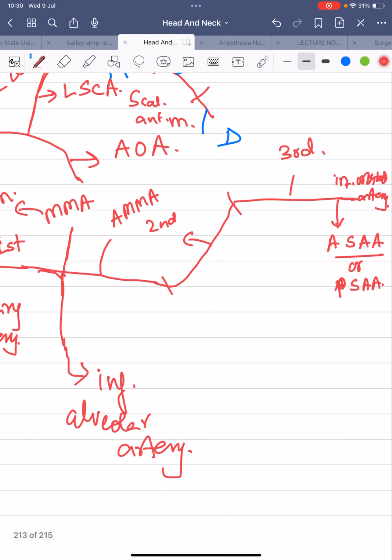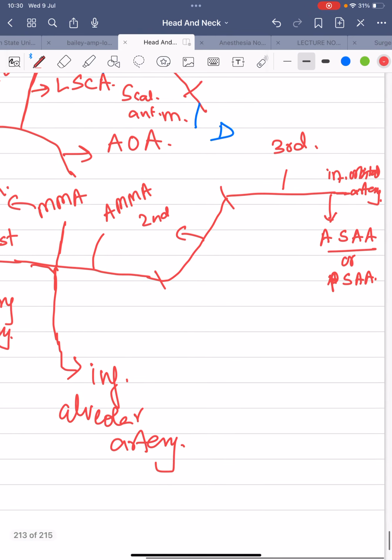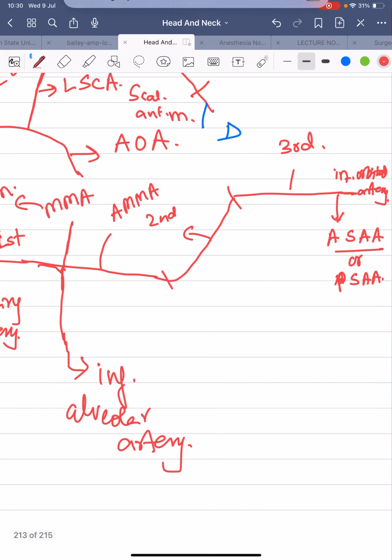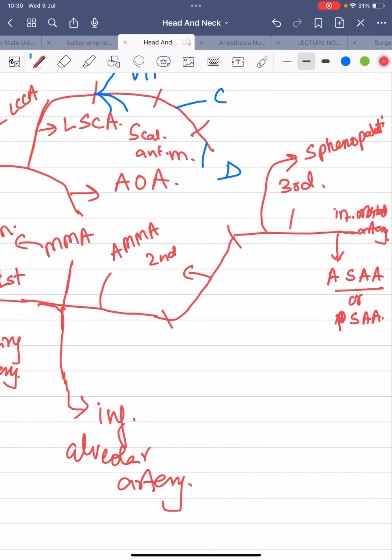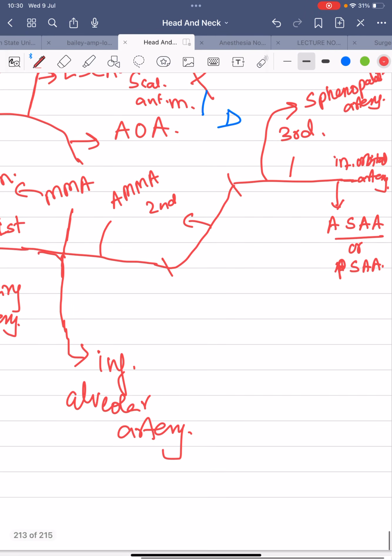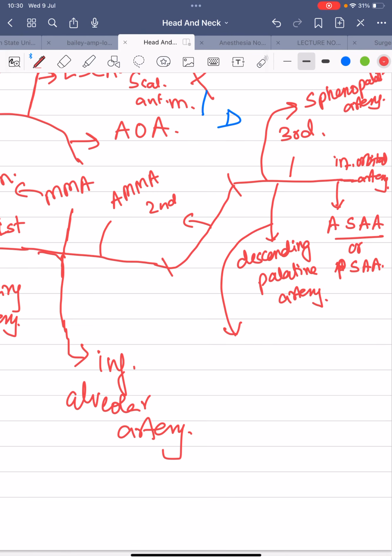Okay, it is also giving here the branch. This is your sphenopalatine artery, very important. Sphenopalatine artery. Okay, and here it is giving the branch. Which branch? Descending palatine artery. This descending palatine artery is also giving one more branch, that is your greater palatine artery. Okay, which artery? Greater palatine artery.